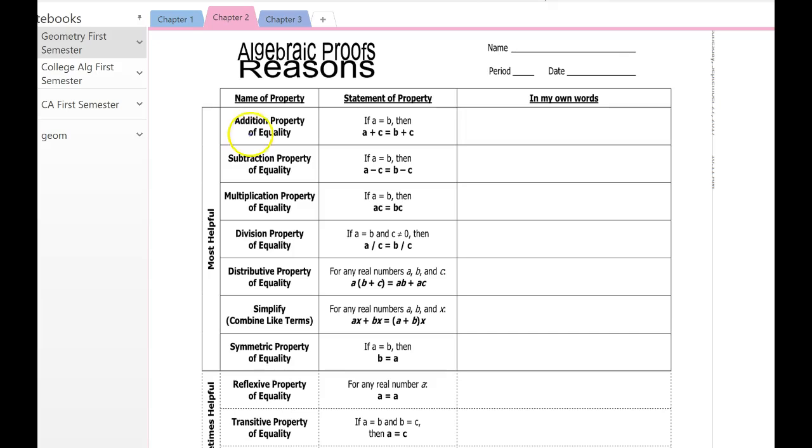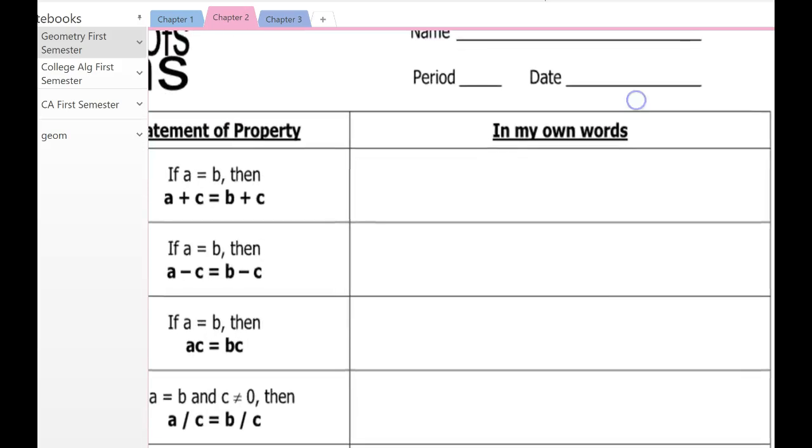First property we have is the addition property of equality. The way that this is a conditional is because it says if you have an equation, then you can add the same number to both sides of the equation. Here's how you could look at it. You could look at it as if we have x minus 2 equals 6. How would you solve that? Add 2 to both sides, right? x is equal to 8.